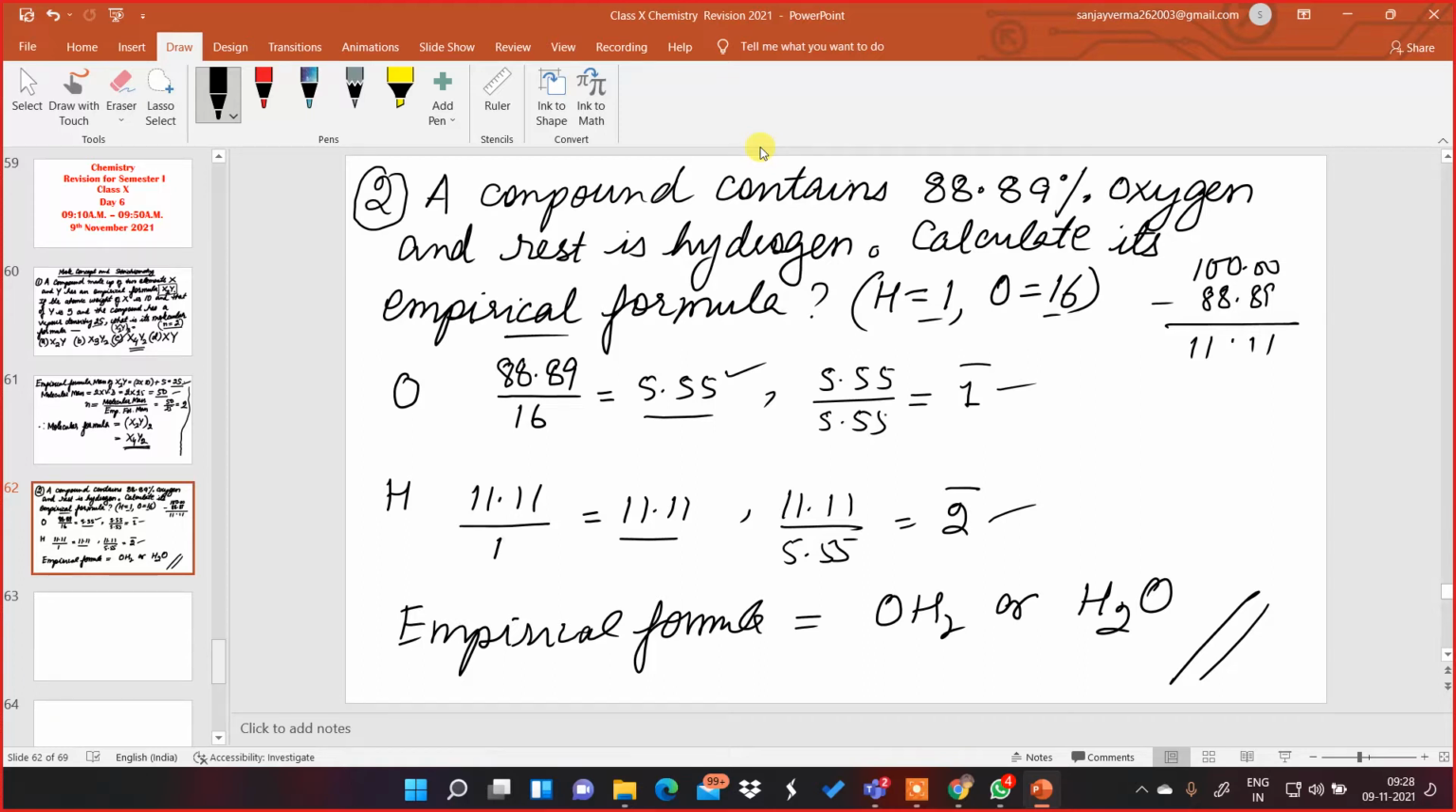Here you have to remember this format. Write the symbol of the elements and the percentage, divide the percentage by the atomic mass, and get the relative number of atoms, and then get the simple ratio. Once you get the simple ratio, whatever it is, that goes in the empirical formula.